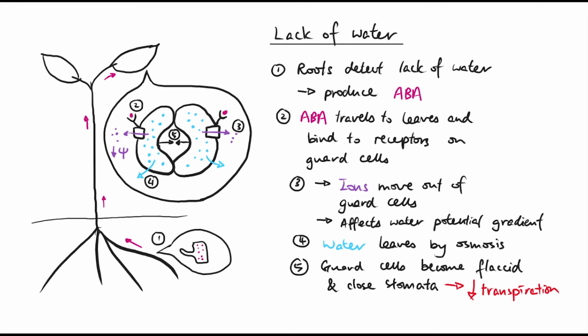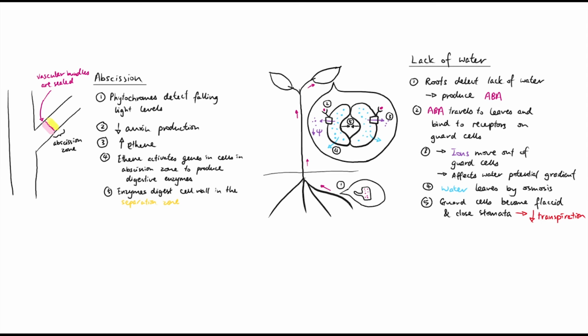Notice that this is not exactly helping the plant to absorb more water, but it's simply about helping the plant retain the water that it's got so that it doesn't become further dehydrated. And these are the two plant responses towards abiotic stress.